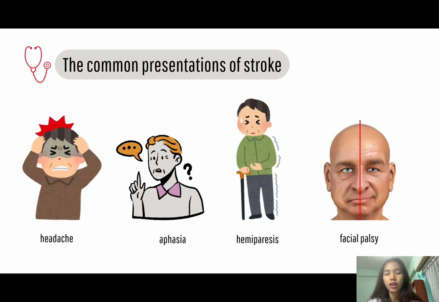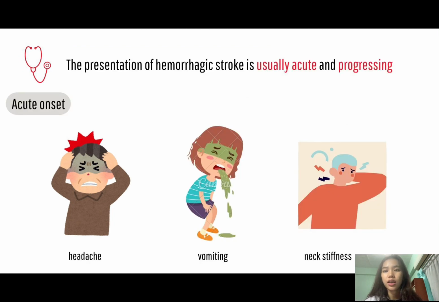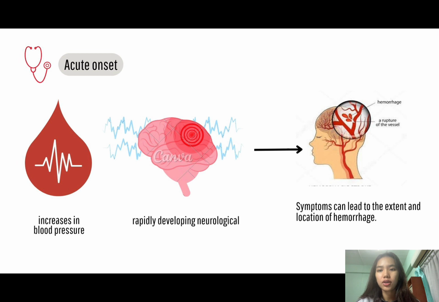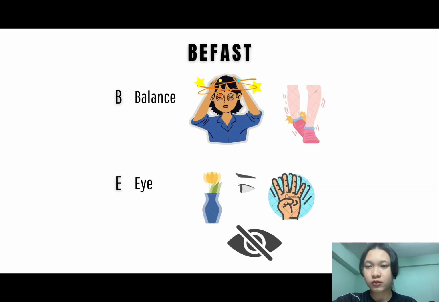The common presentations of stroke are headache, aphasia, hemiparesis, and facial palsy. The presentation of stroke is usually acute and progressing. Acute onset may have headache, vomiting, neck stiffness, increased blood pressure, and rapidly developing neurological signs, which are the common clinical manifestations of hemorrhagic stroke. Those symptoms can vary with the extent and location of the hemorrhage. So, if you notice any symptom of hemorrhagic stroke, act fast.